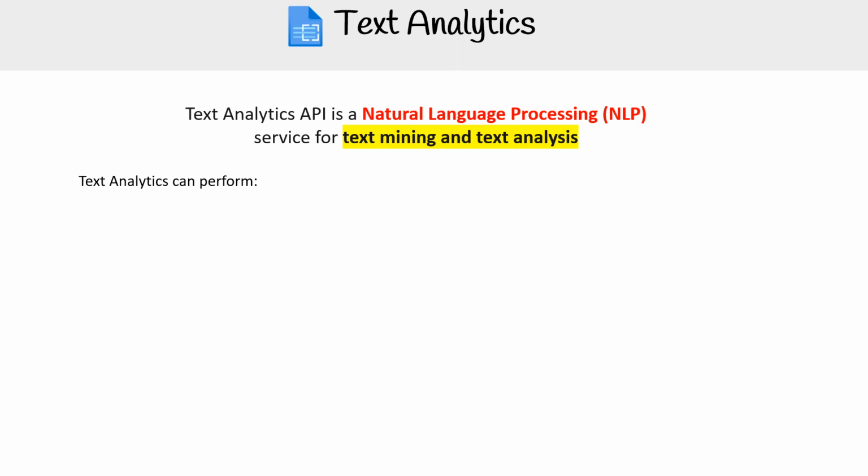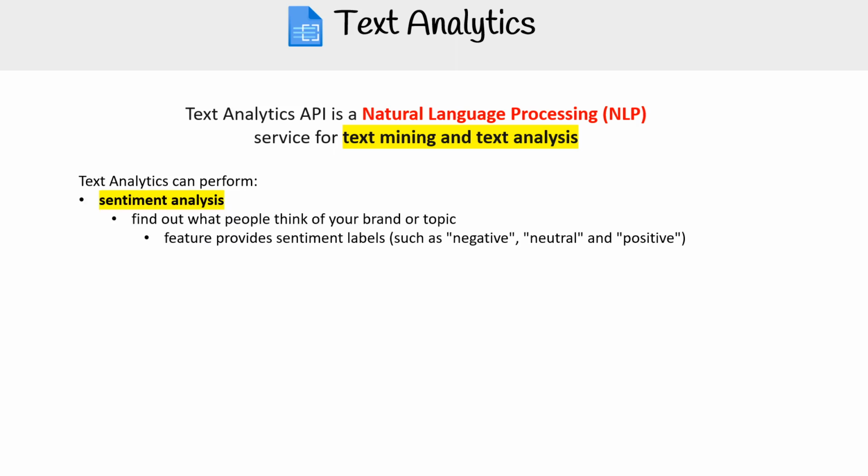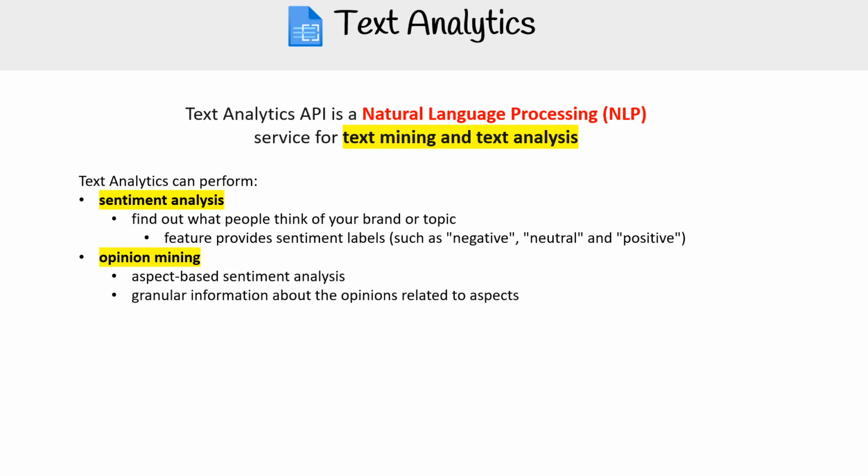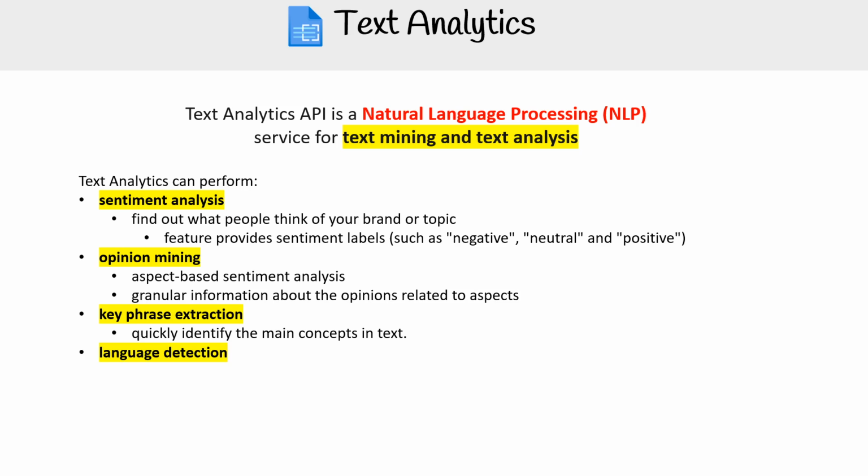Text analytics can perform sentiment analysis, so find out what people think about your brand or topic. Features provide sentiment labels such as negative, neutral, positive. Then you have opinion mining, which is an aspect-based sentiment analysis. It's for granular information about the opinions related to aspects. Then you have key phrase extraction, so quickly identify the main concepts in text. You have language detection, so detect the language of an inputted text that it's written in.